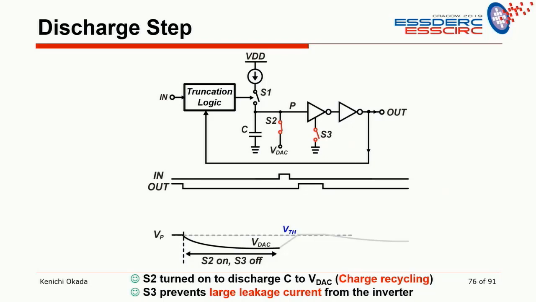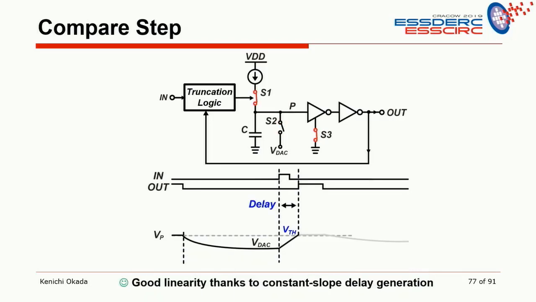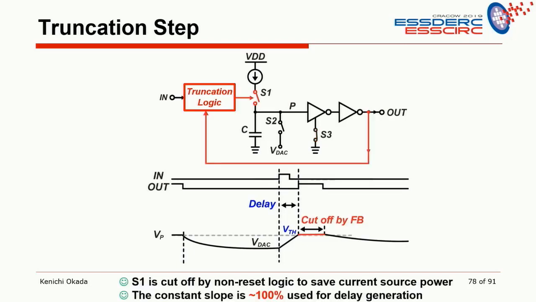Circuit operation is very easy. Here is some pre-charging step, and then generating a constant slope like this. And just after the settling here, the output becomes 0 to 1. This constant slope generation is stopped, and the feedback is cut off here like this. On the other hand, this S3 will be turned off to reduce the leakage current.